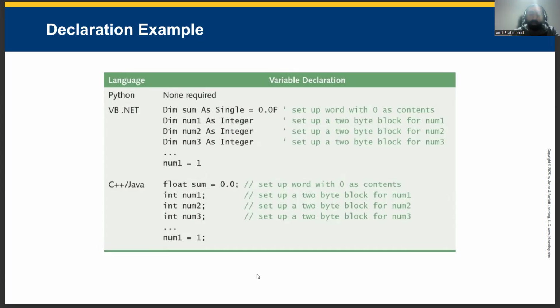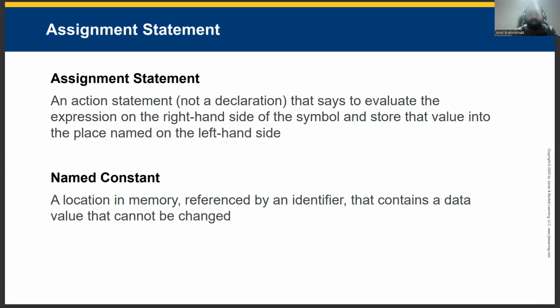Now let's move on to the assignment statement. An assignment statement is an action statement, not a declaration, that says to evaluate the expression on the right-hand side of the symbol and store that value into the place named on the left-hand side. A named constant, by contrast, stores a fixed value and cannot be changed. This distinction is essential for writing reliable programs.